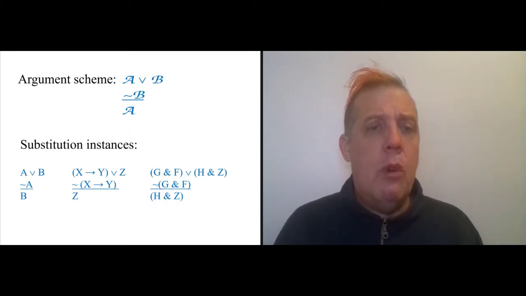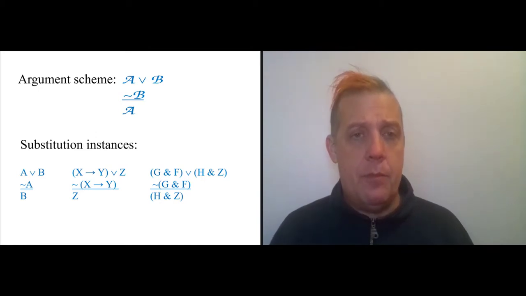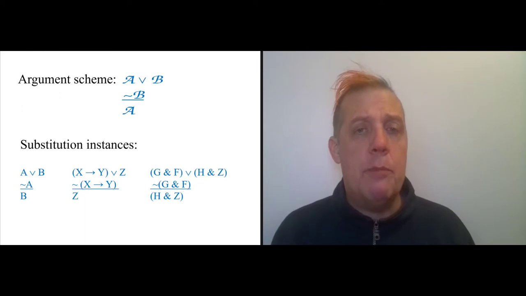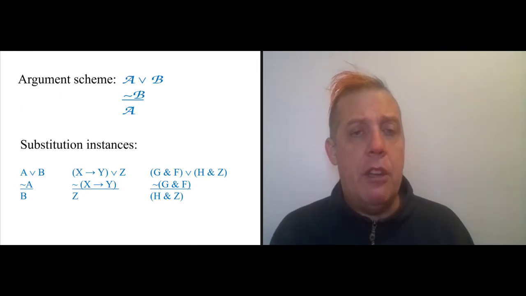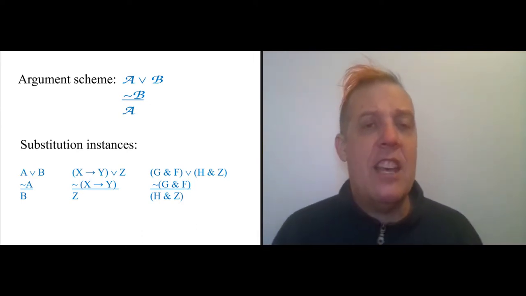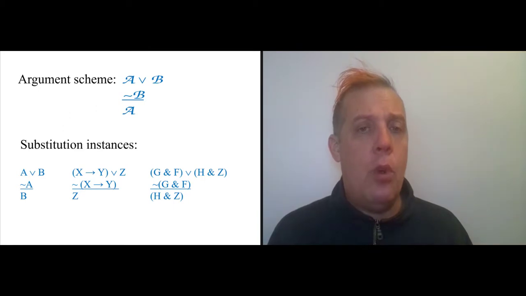So what we need now is the concept of a substitution instance. Our argument scheme is above. Script A or script B, not script B, therefore A. And then all three arguments underneath are substitution instances of that. That is, you can get them by substituting different sentences in for the script letters up top, right?